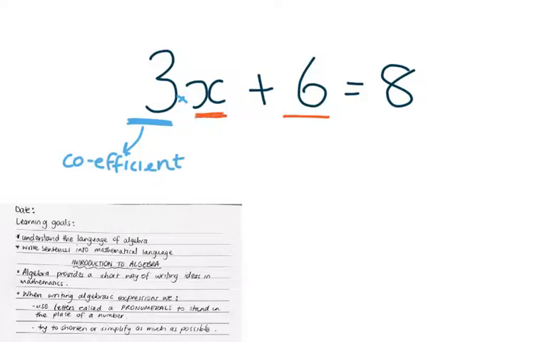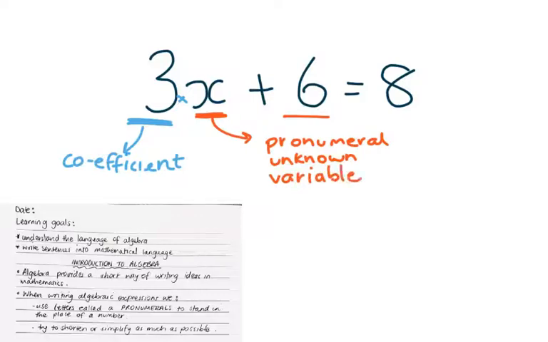The next important term that we're looking at is the actual letter that we use in algebra. So any letters that we use in algebraic expressions or equations are known by three different words. The first one is pronumeral, which we introduced in the start of the video. So any letter in the algebraic equation is called a pronumeral. It can also be referred to as the unknown and also sometimes referred to as the variable. So all of these three words refer to any letter that occurs in algebra.